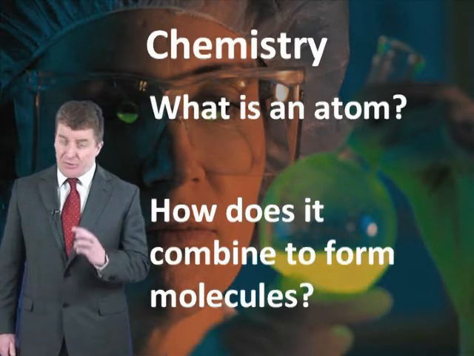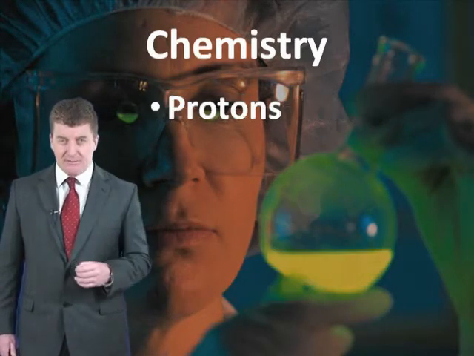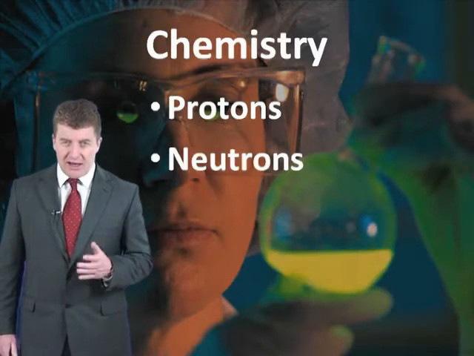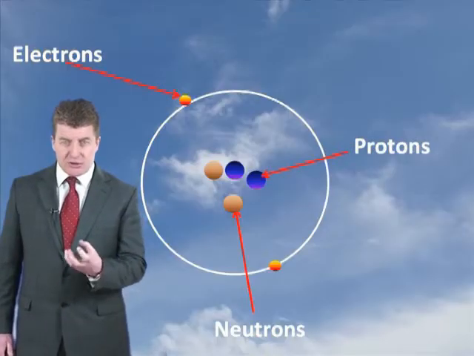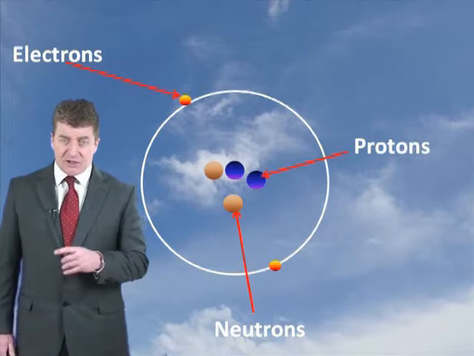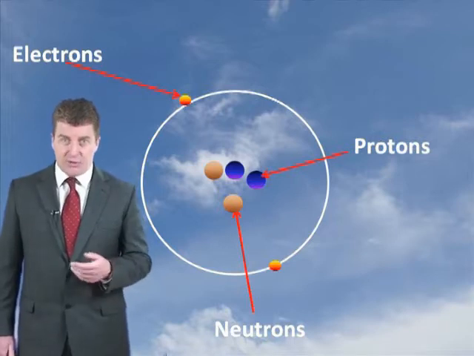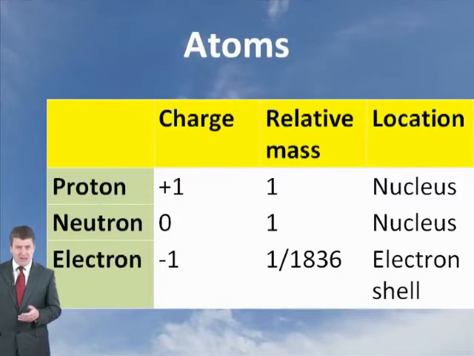So atoms are made up of three components, principally. You've got protons, neutrons and electrons. The protons and neutrons are in the nucleus, and the electrons are in shells surrounding the nucleus. This table here shows you the various components of an atom. Like I say, you've got protons in the nucleus, and they've got one positive charge, +1. And it's got a relative atomic mass of 1. So one proton has got a mass of 1. We call this 1, and it's located in the nucleus.